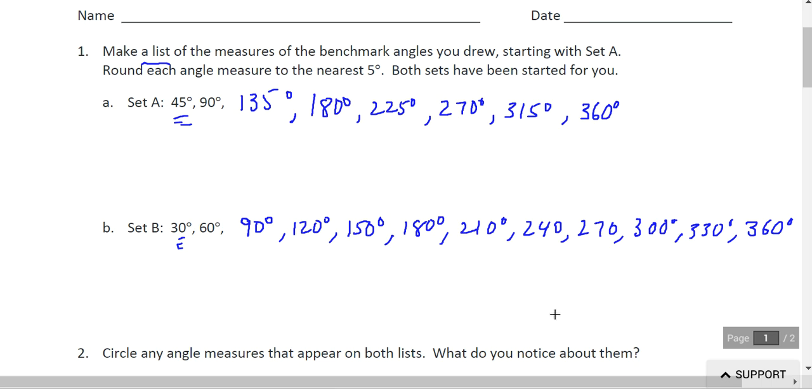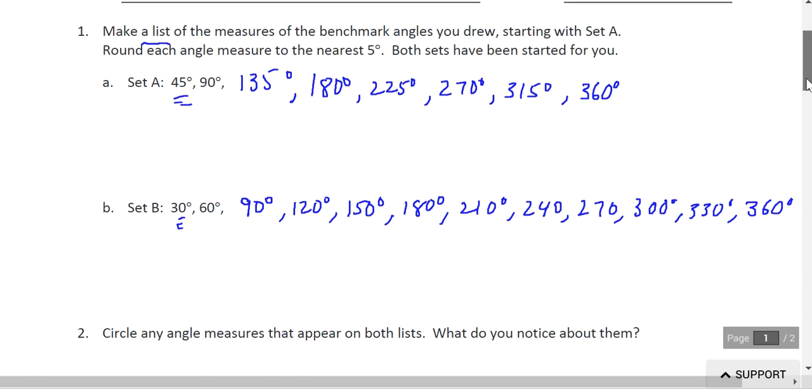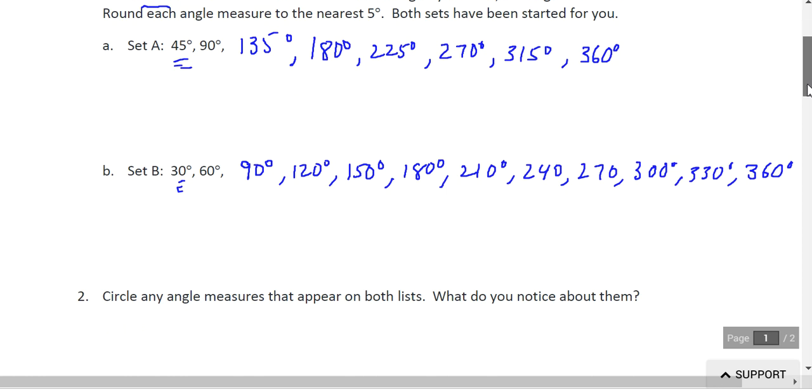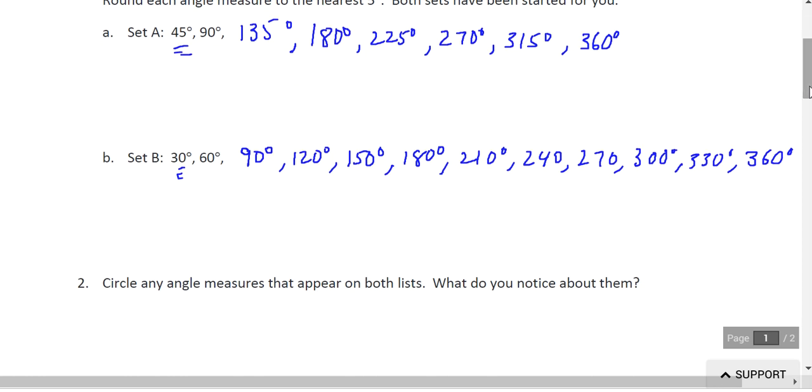All righty, how'd you do? Well, all you had to do was count 30 up each time, and you got the next number, so hopefully you did just fine. And then for number 2, we're actually going to still look at number 1. The answer is there. It says to circle any angle measures that appear in both lists. Well, let's look at both lists. The first one that appears in both lists is 90. So we need to circle 90 in both lists.